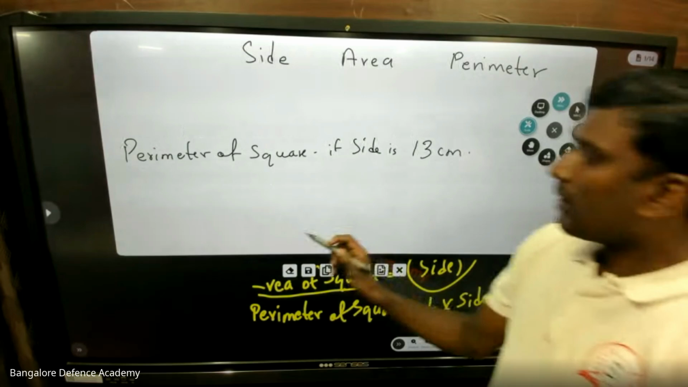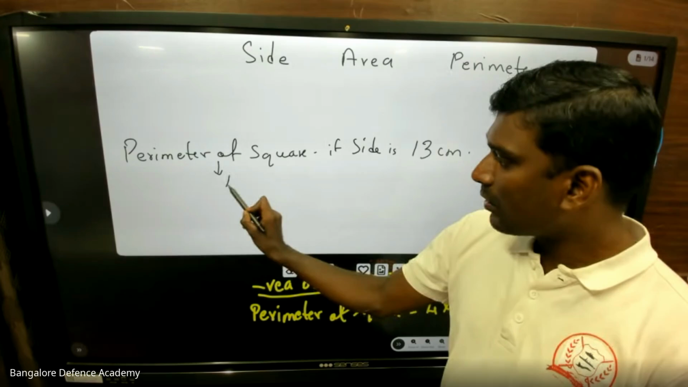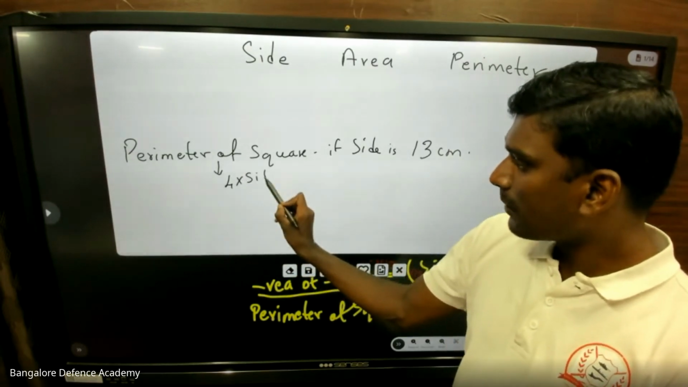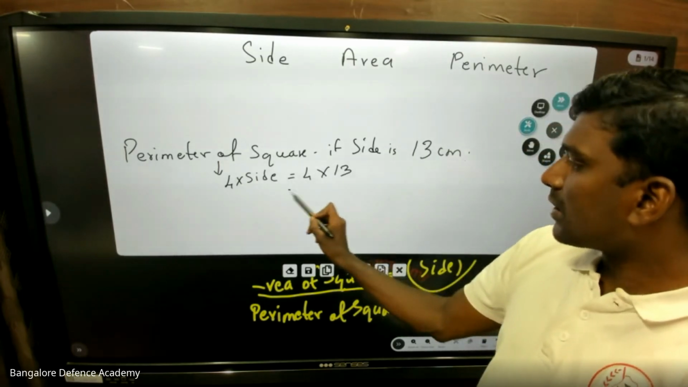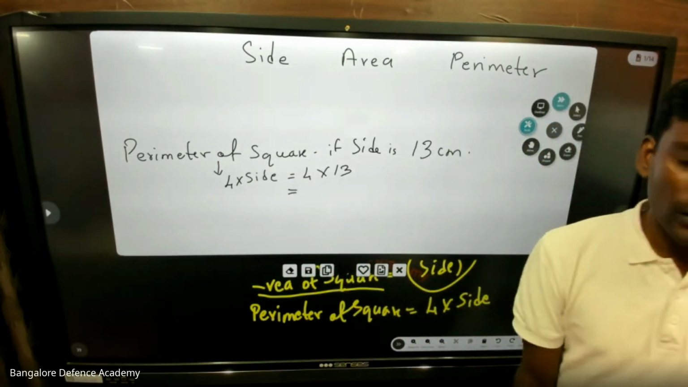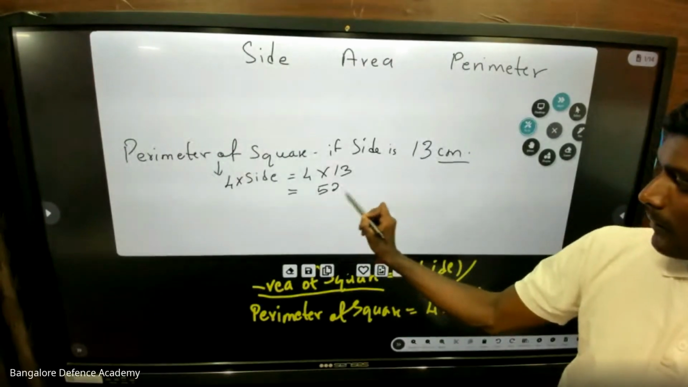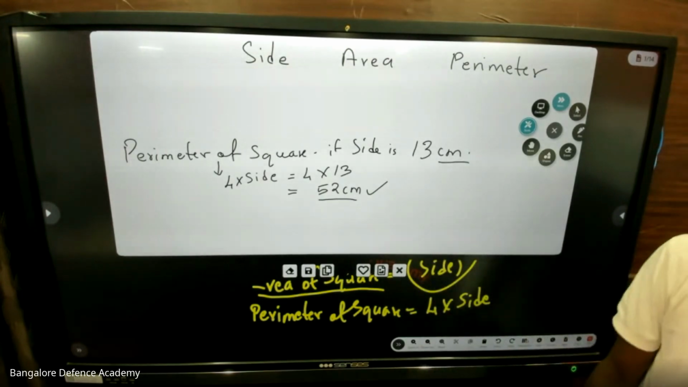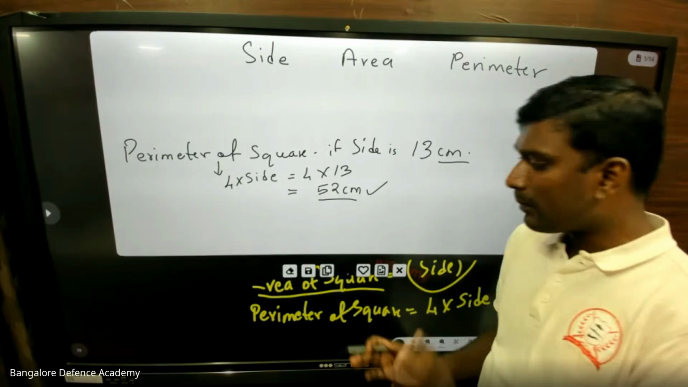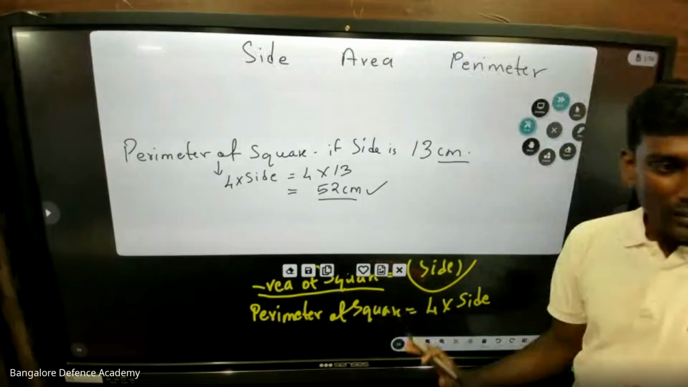Fine. Now let us do it together. I know the formula for the perimeter of the square, that is 4 into side. So I will write 4 into 13. What is 13 into 4? 52. And what is the unit here? Centimeter. So the answer is 52 centimeter. Is it easy? Now two things we have done perfectly: the area of the square and the perimeter of the square.